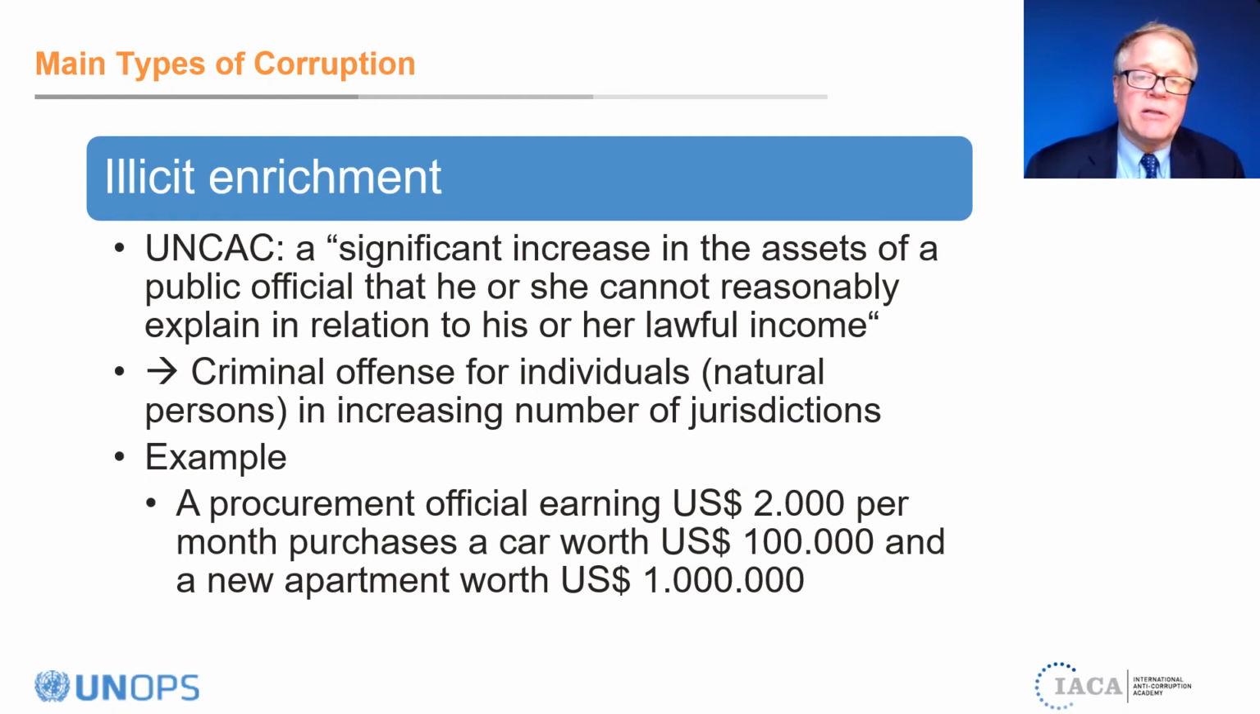That's an increasingly important issue in public policy debates, how we discern that beneficial ownership. So here's an example of illicit enrichment here on the slide. A procurement official earning US $2,000 per month purchased a car worth $100,000 and a new apartment worth $1 million. This type of spending by a public official who's earning a relatively small amount per month would trigger concerns regarding illicit enrichment.